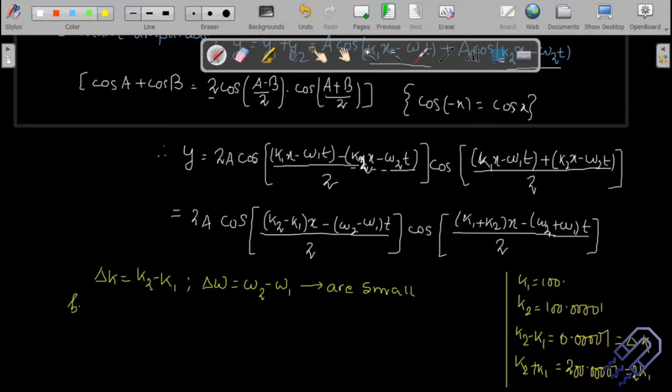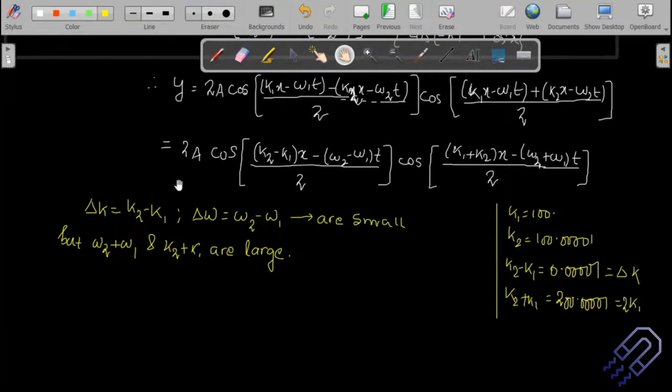But omega 2 plus omega 1 and k2 plus k1 are large, right? So you can see this example, we know that they are large. Okay, so what we are going to do now is we are going to use this assumption in this expression, and let's see what we get.